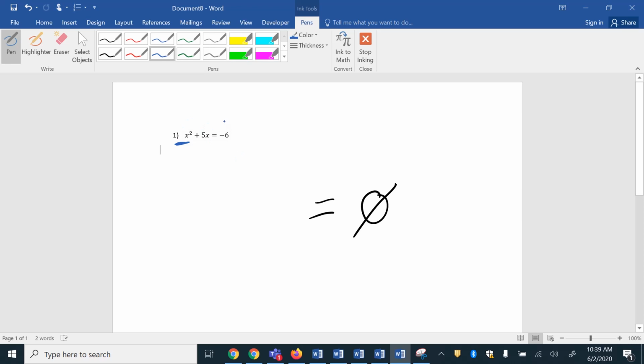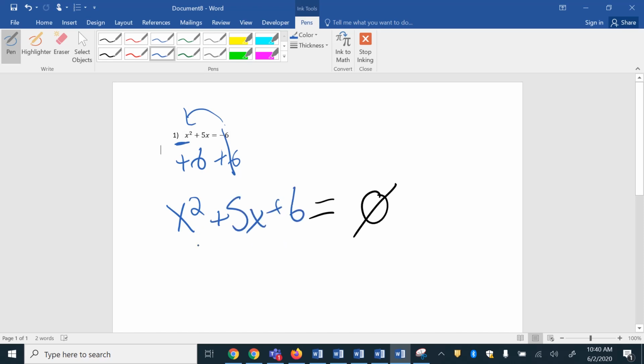That means anything on this side is going to be moved over here. How do you move it? You use the inverse property. So minus 6, the inverse of minus 6 is plus 6. You plus 6 on both sides. Minus 6 plus 6 cancel out, and you're left with 0. So you get x squared plus 5x plus 6 equals 0.